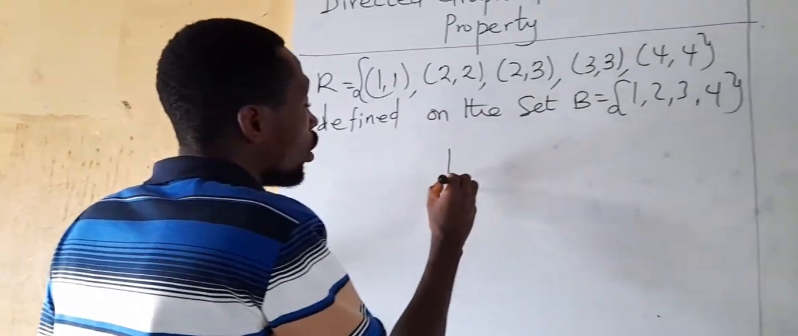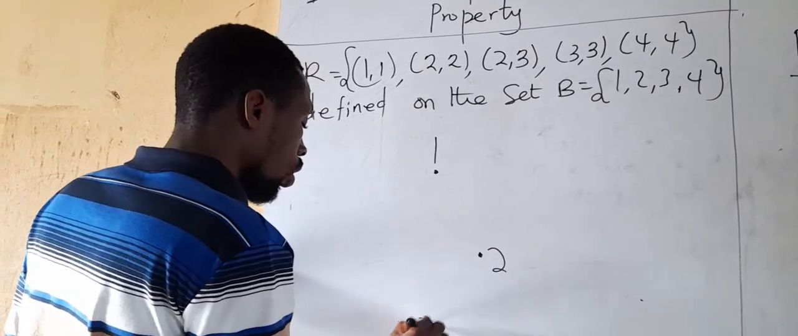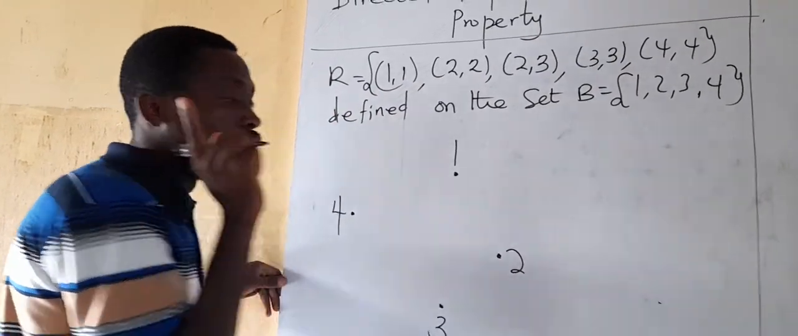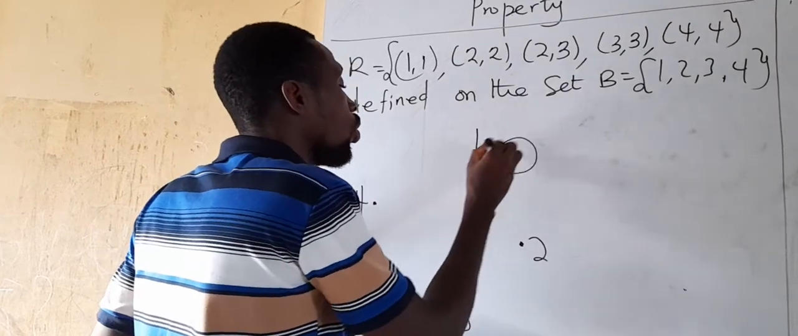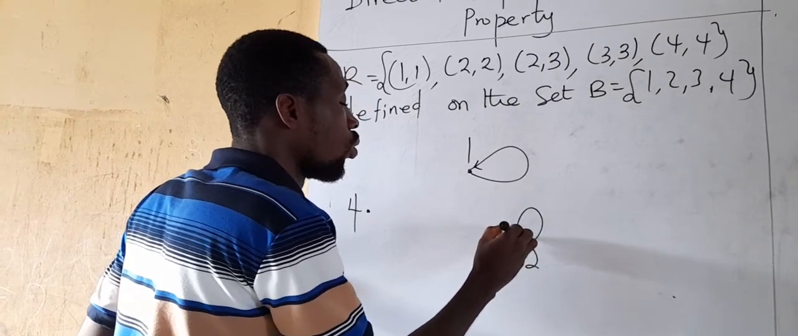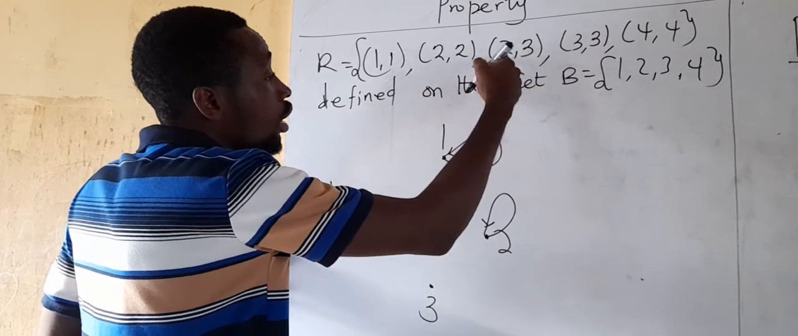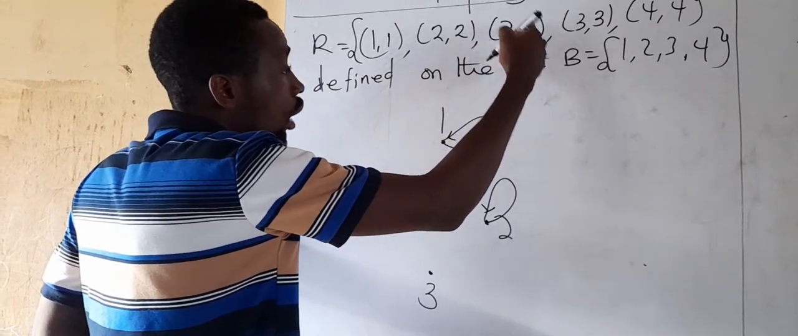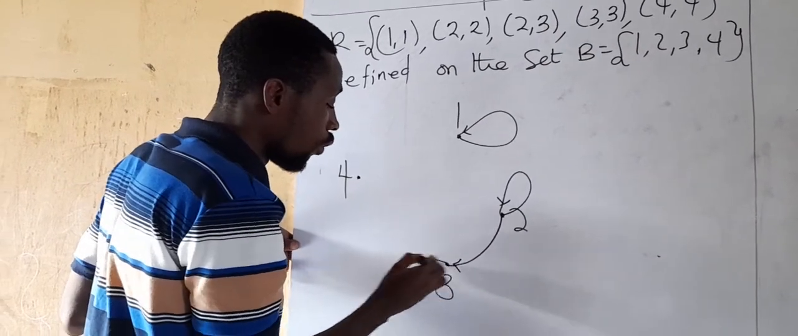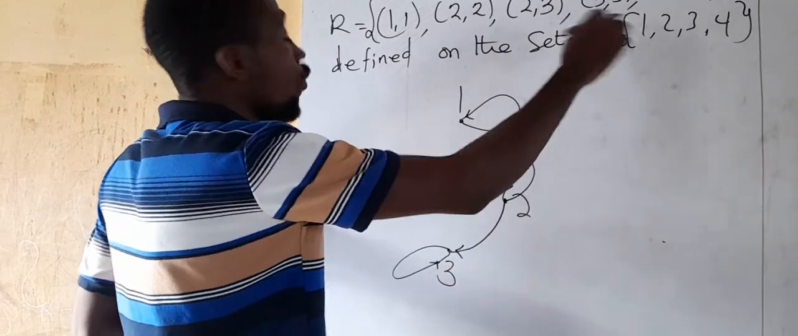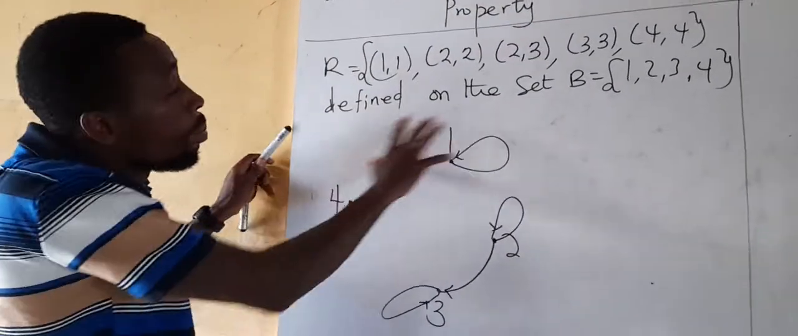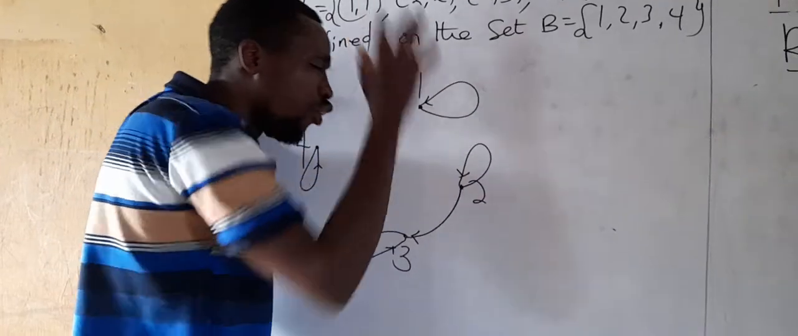So we have 1, 2, 3. 1 relates 1. Remember, what did we say? It's a self loop. 2 relates 2, another self loop. Then 2 relates 3, that's a line from 2 to 3. Then 3 relates itself, a self loop. Then 4 relates itself, another self loop.